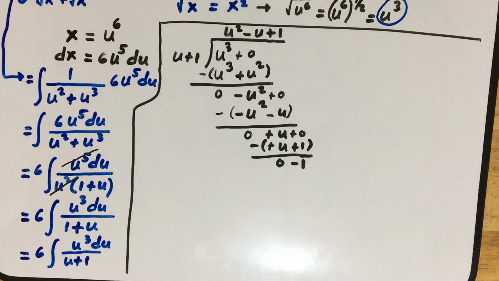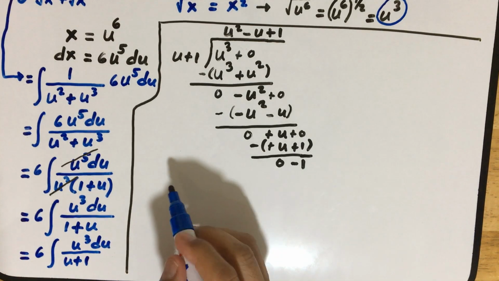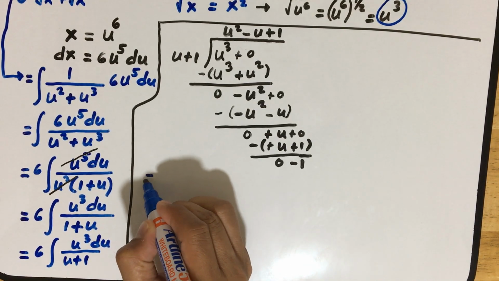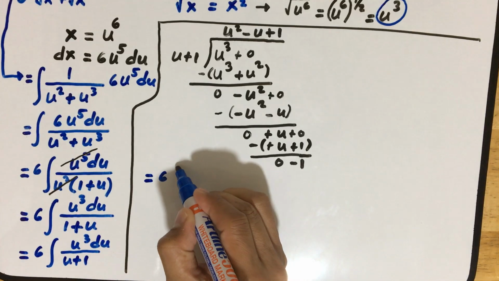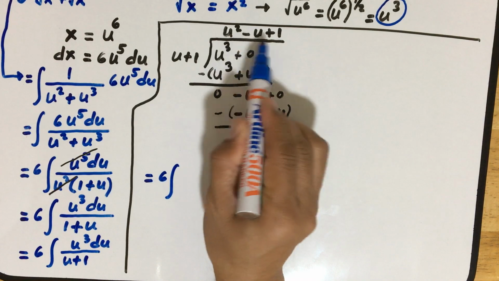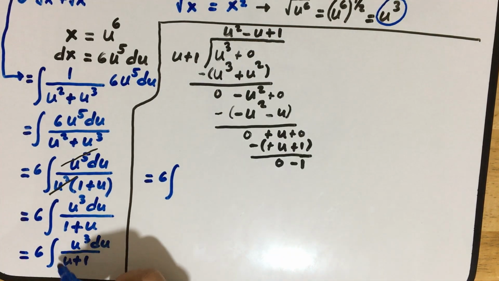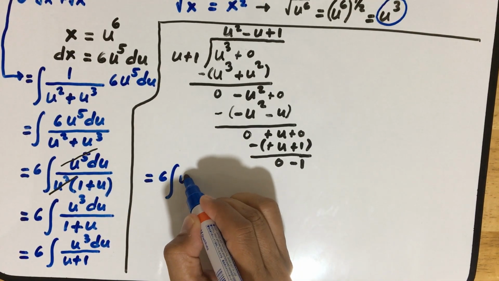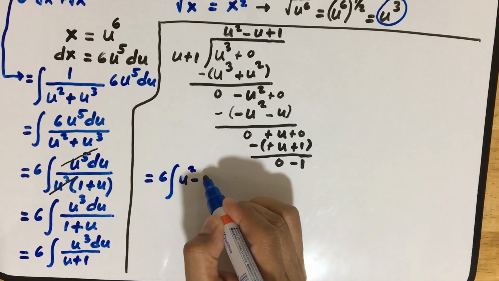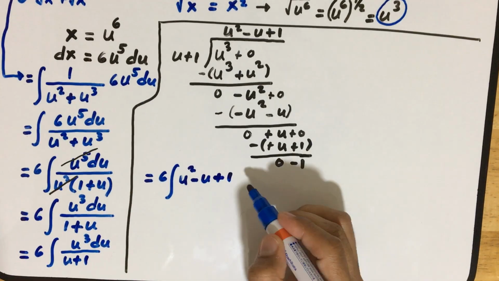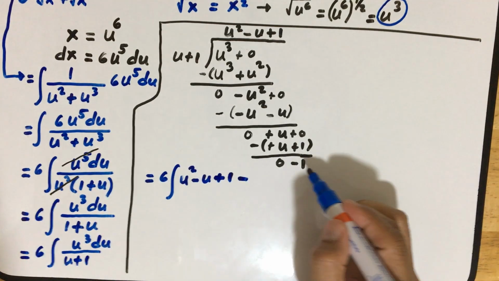Okay, so therefore, going back here, this becomes 6 times the integral of the result of our long division. So you substitute it here in our integrand. So this will be u squared minus u, then plus 1, then minus, we have here the remainder.